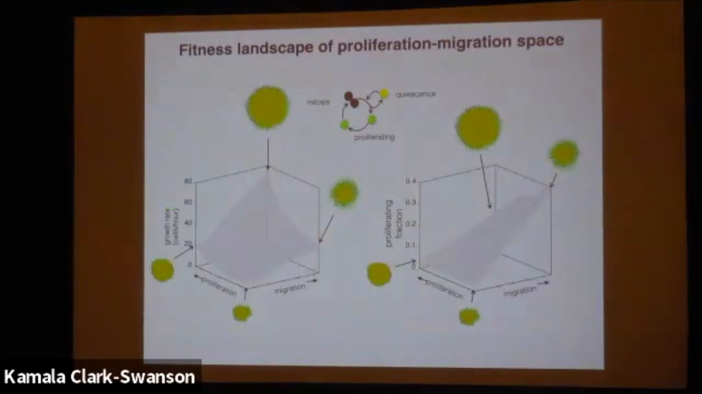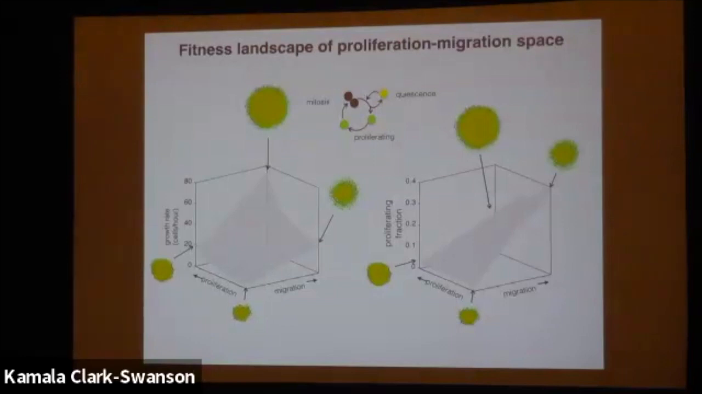So taking that model, I grew monoclonal populations of different combinations of proliferation and migration. I wanted to look at this proliferation-migration space because these are the most fundamental traits in a solid tumor: how fast is it proliferating and how fast are you moving out. If you grow these different combinations of monoclonal populations to the same time point, you end up with this kind of surface of a fitness landscape.